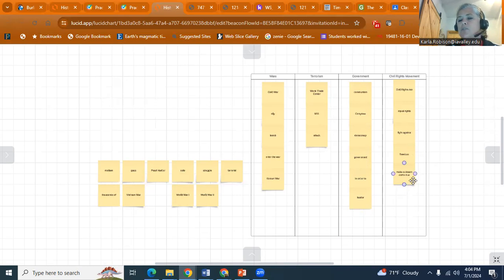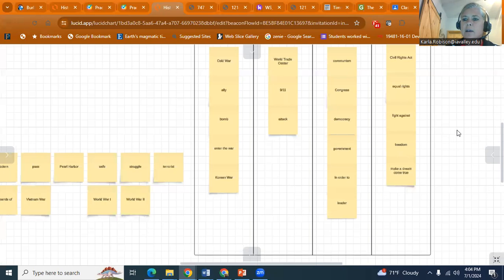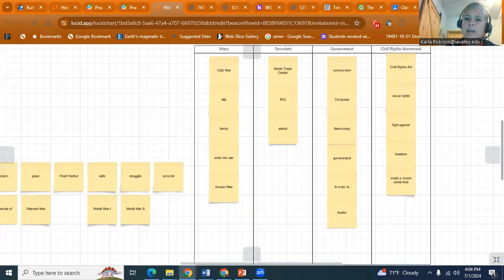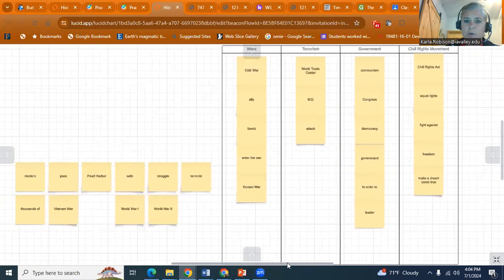Okay, so make a dream come true is basically the backbone of the United States. And that is, the United States should be a place where all dreams can come true for people who are willing to work. And so that was one of the key things for the civil rights movement, Martin Luther King Jr.'s "I Have a Dream" speech.